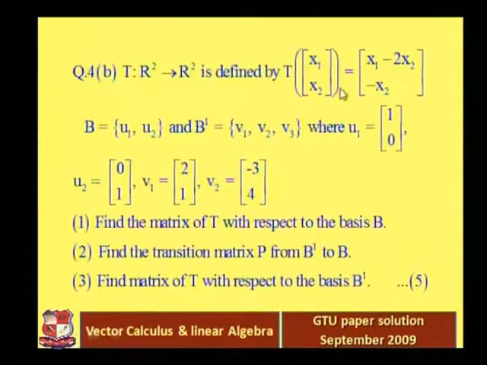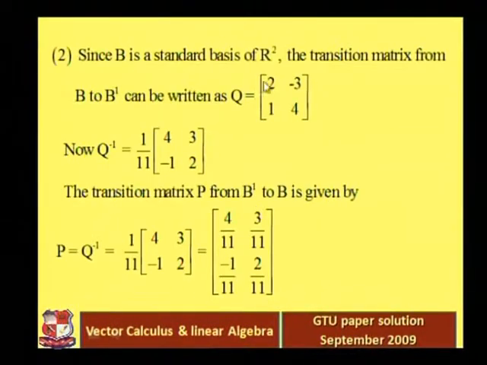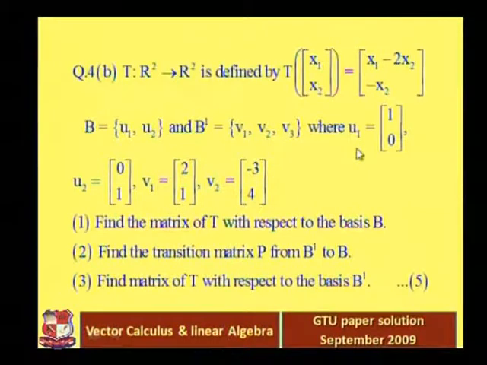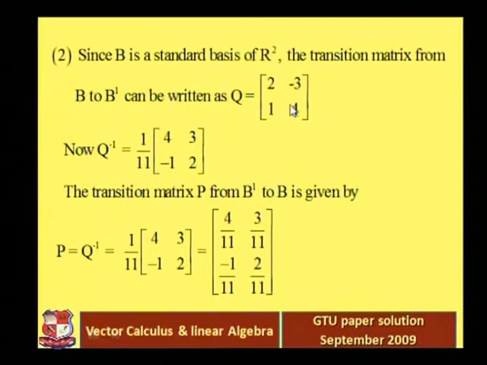From this definition, the first column is (2, 1) and the second column is (minus 3, 4). Since B is the standard basis of R2, the transition matrix from B to B dash can be written as Q is equal to [2 minus 3; 1 4]. Now next we want to find Q inverse.